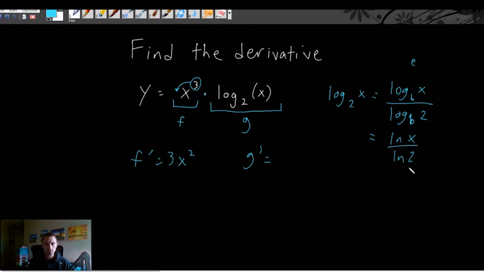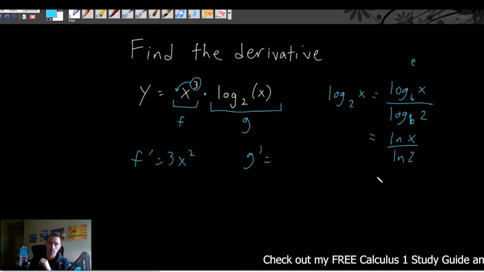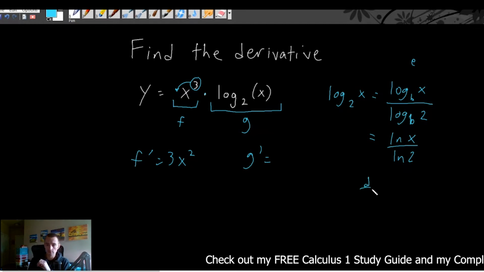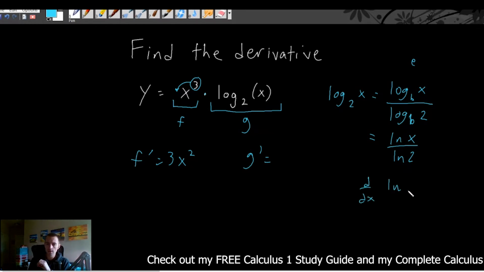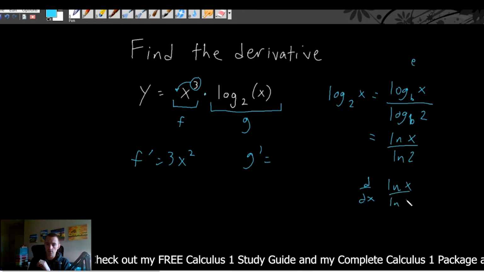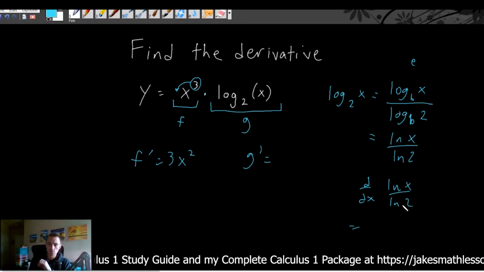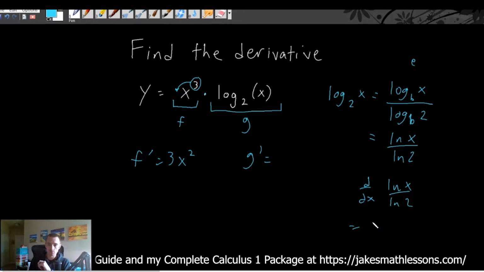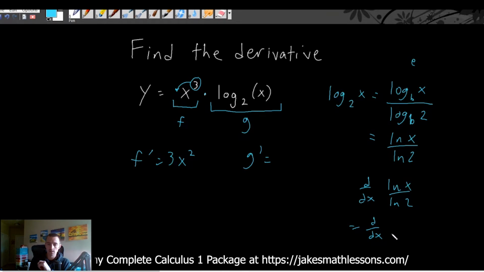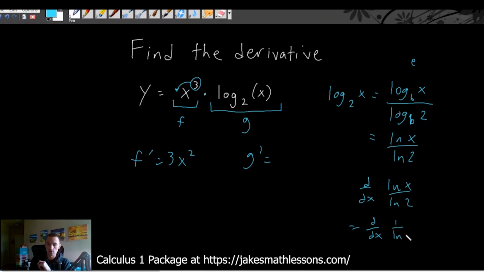Well, since 2 is a constant, natural log of 2 is some number, right? We could plug natural log of 2 into a calculator and get some number out. What the actual number is is not important, because what we want to think about is how to take the derivative of natural log of x over natural log of 2. Well, dividing by natural log of 2 can be rewritten as 1 over natural log of 2 times natural log of x.